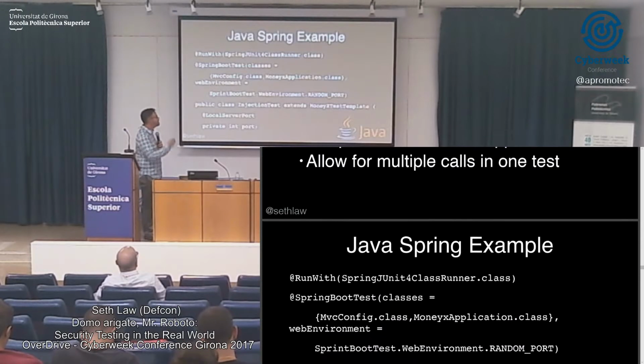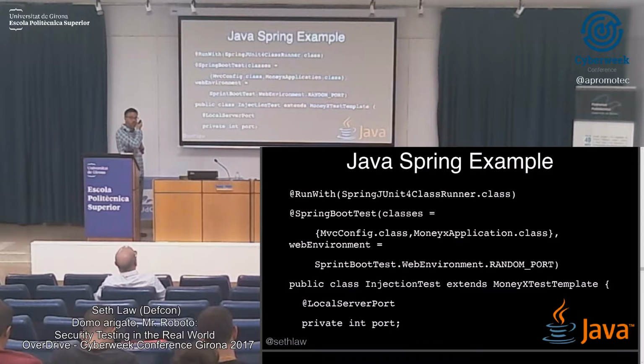Okay, so here's an example of a Java Spring unit test that actually spins up an environment. It's fairly easy if you can read Java. All we do is implement the class itself that we've created for that application. We spin it up on a random port, right? That's that Spring Boot test, which actually does everything that you would expect, and then we run our injection test after that.